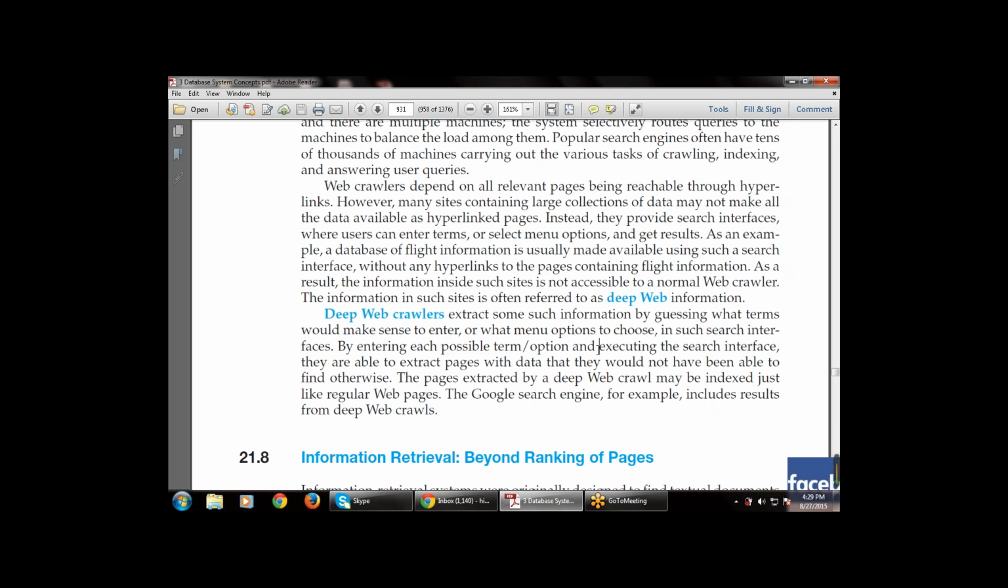The pages extracted by the deep web crawl may be indexed just like regular web pages, by the web crawling engine. The Google search engine, for example, includes results from the deep web crawl, whatever output is found and available through it.